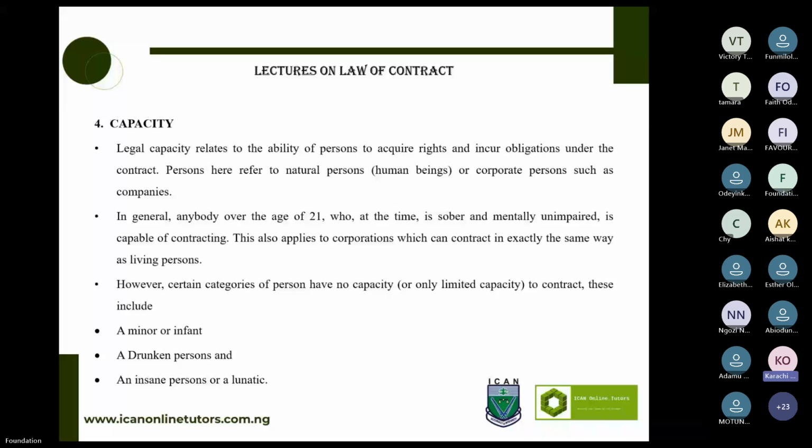Okay, please, can you explain that last part of the consideration? Yeah, the consideration will be executory. I'm muted. Sorry, I'm muted.